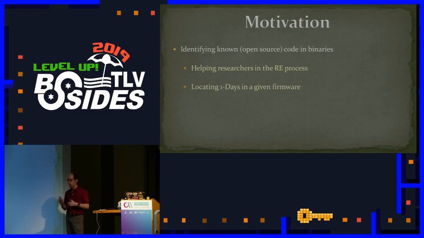Locating one-days in given firmware. In many firmware projects, you don't need to find a zero-day because they don't update their open sources. So you most probably have a given one-day that is exploitable, but you need to find out which open sources are being used, statically linked inside the firmware, and what are the versions of each open source. And hopefully we could do that automatically.